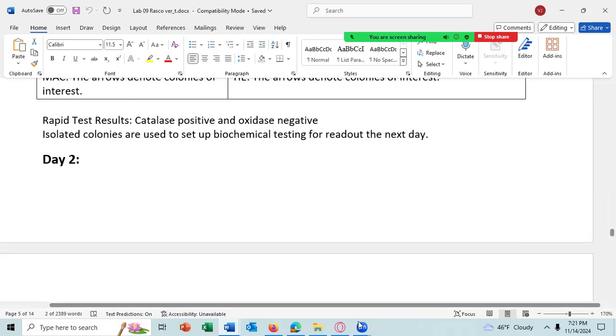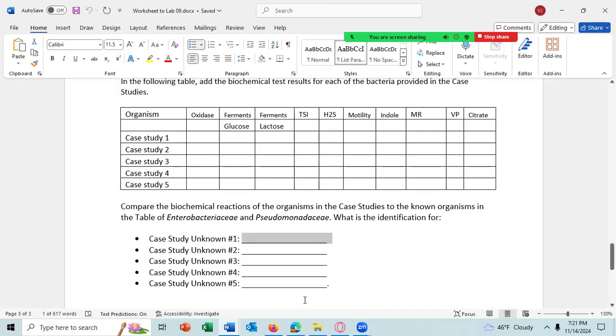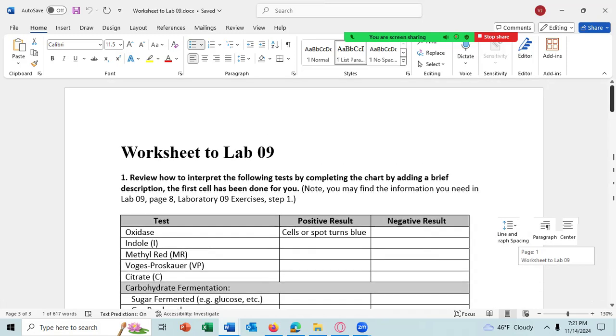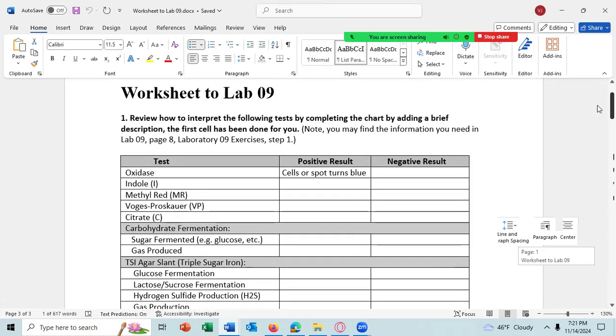So what's the species? And write it in the worksheet there. Also in the worksheet, let me show you the worksheet now. You need to fill in this table for question number 1. What are the positive results of the oxidase test? And I've got the information there. The cells or the spot turn blue. The negative test, pretty easy. It's not blue for the oxidase test.